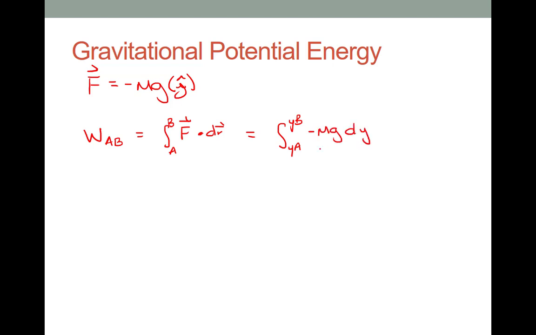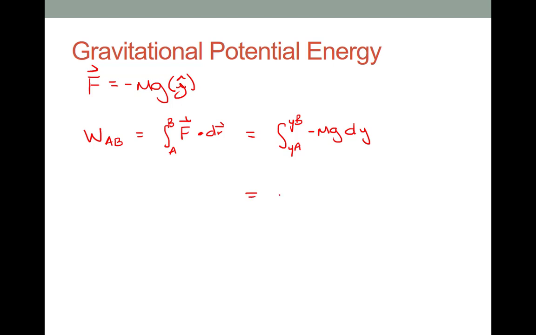And since our integral is over only dy, that means our lower limit is whatever the height is in the y direction at point A, and the upper limit is whatever the vertical position is at point B. And I should say for this, we are assuming that up is positive in the y direction. Right? Assumed coordinate system here.